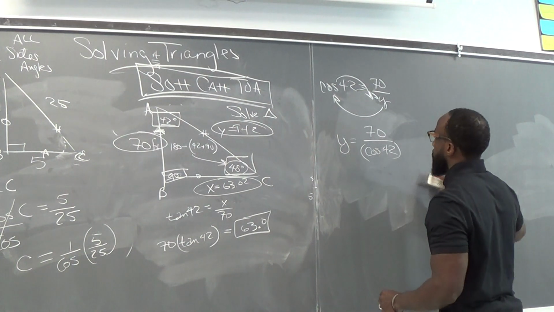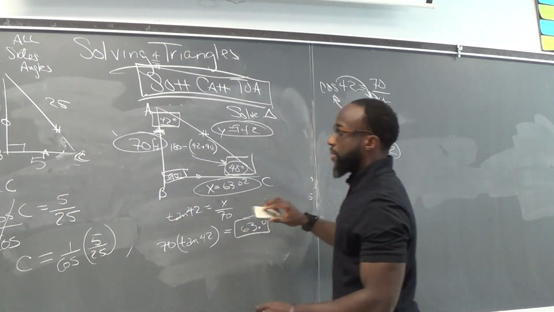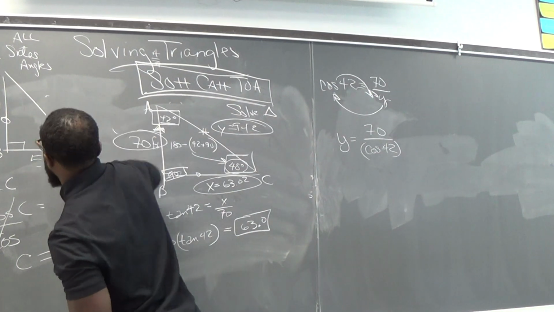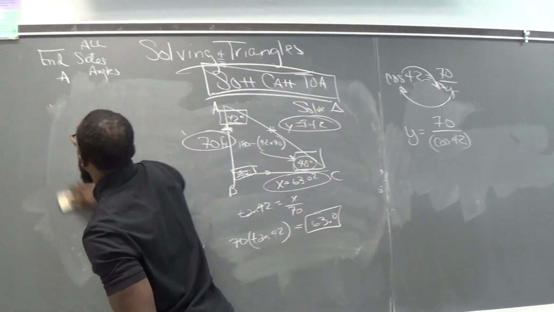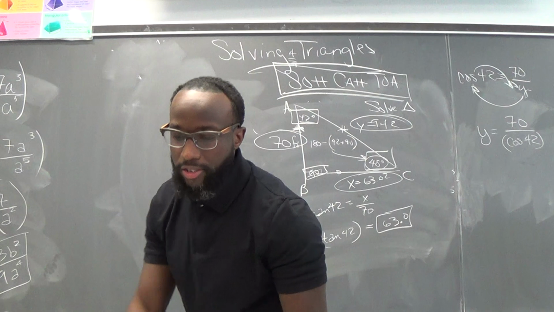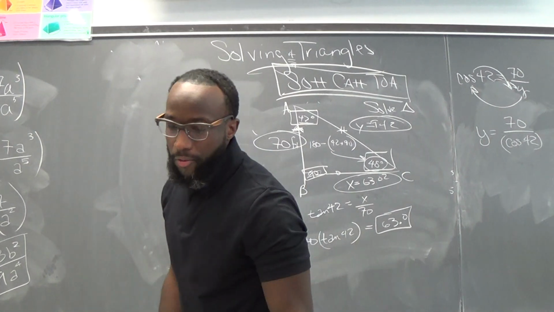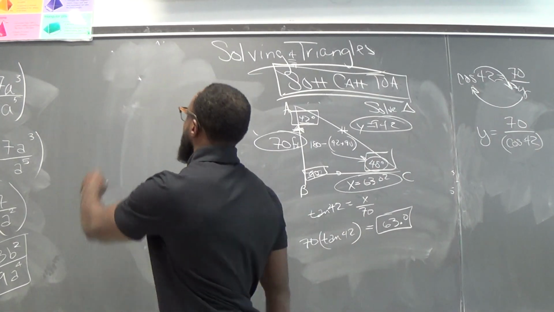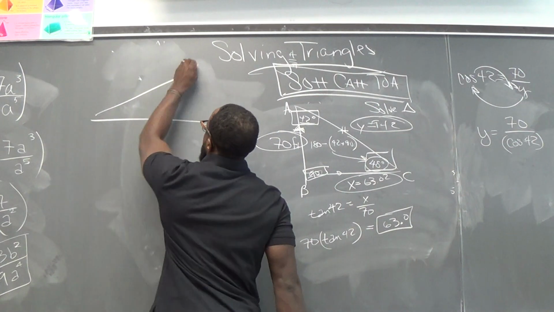So this is a word problem. Let's erase this part. I'm going to read the situation and then we're going to draw it. It says, we're in a theater. Suppose your school is building a rake stage. There's something like this. It's building a rake stage.